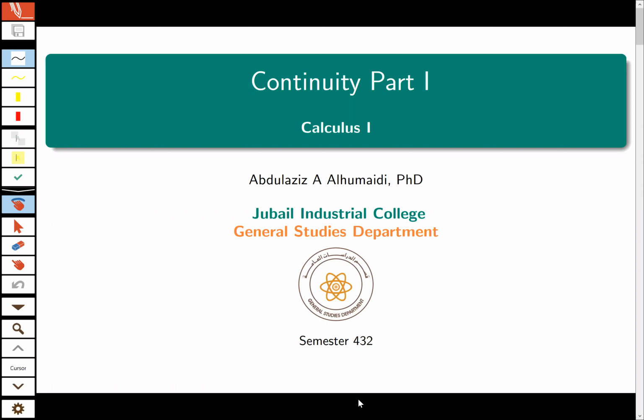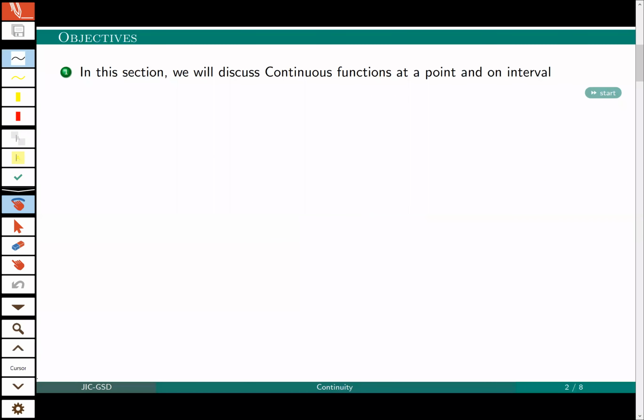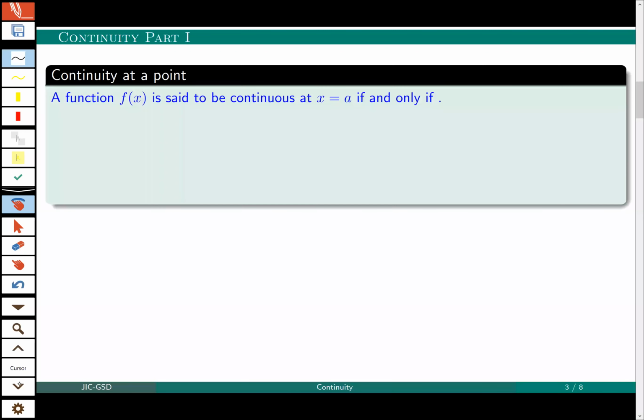In this section, we are going to speak about continuity. I have divided this section into 3 parts. What is continuity? We have 2 types of continuity, continuity at a point and continuity on an interval. A function f of x is said to be continuous if we satisfy 3 conditions.